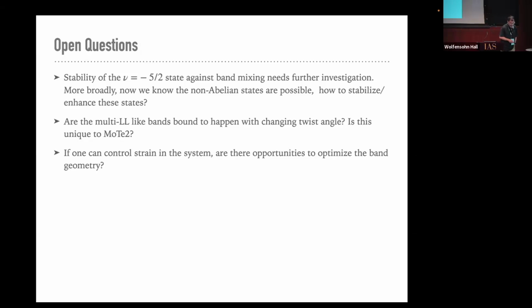The next question is that, for us, the project began with us just wanting to try the new toys, this neural net stuff, but that was a surprise. But then, are these multi-Landau-level-like bands bound to happen when you change the twist angle? We don't know. We want to believe it is true, but we don't know. And if it's true, is this unique to MoTe2? For WSe2, even though the band dispersion is very large, as you change the twist angle, is there a magic angle where you can realize this higher Landau level physics?